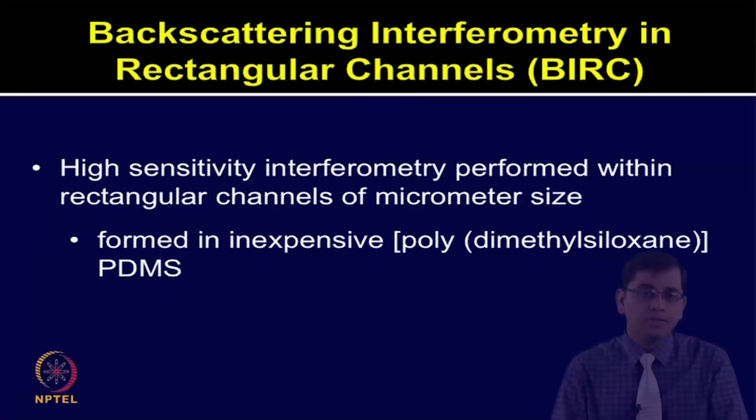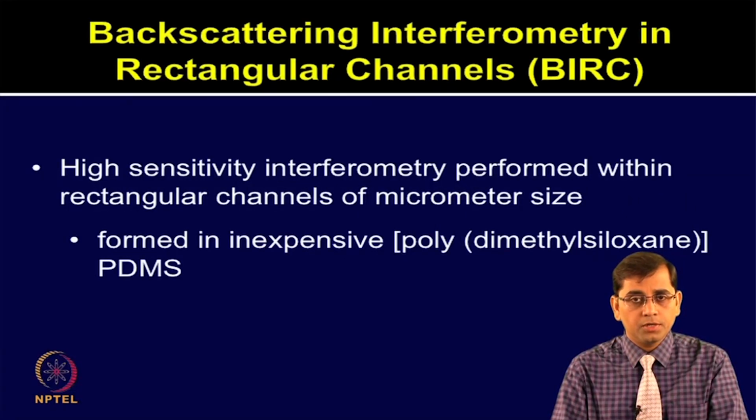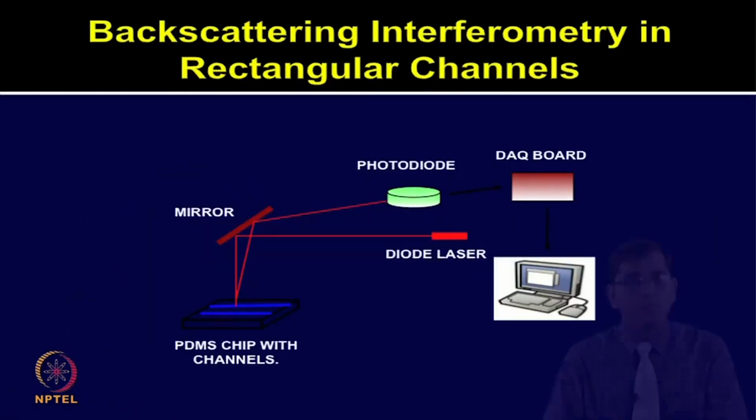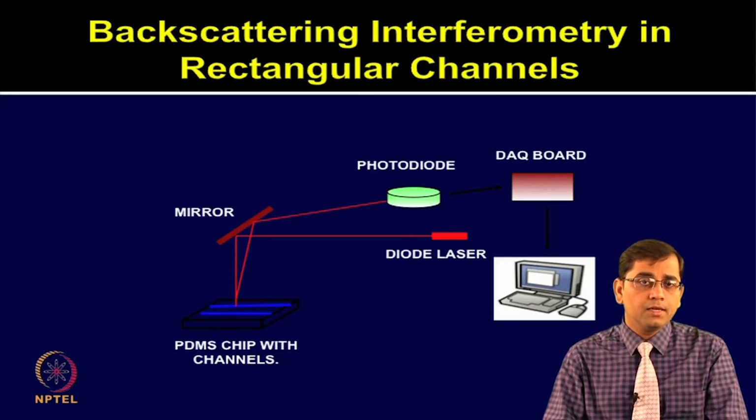One of the interferometry techniques is BIRC or back scattering interferometry in rectangular channels. Let us briefly discuss this technique. This is a highly sensitive interferometry approach performed within rectangular channels of micrometer size, which are formed in inexpensive PDMS chips. Here is a configuration of BIRC. The micrometer sized rectangular channels are modulated within the PDMS chips, and this interferometry principle is applied here for measurement of interference due to the biomolecular interactions.